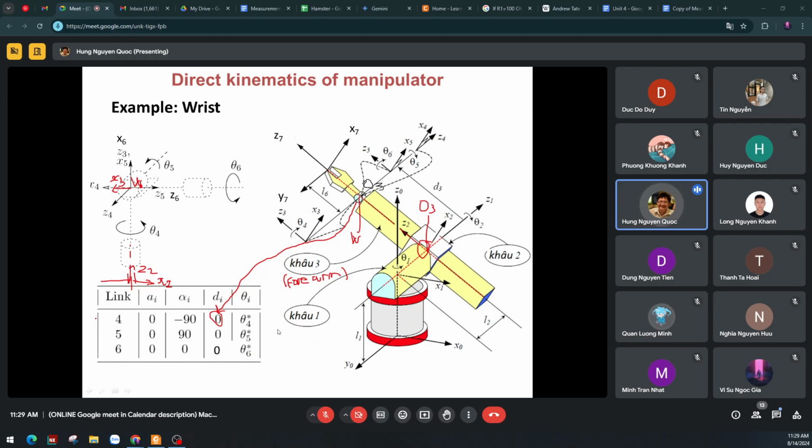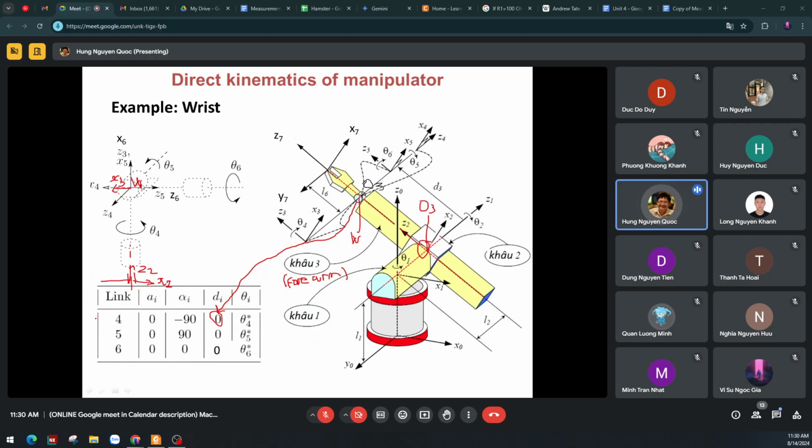Yeah, and remember, in this case only one thing is different. Because the joint 3, the forehand joint, is sliding, then you don't need to choose O3 here, but you can choose O3 here.